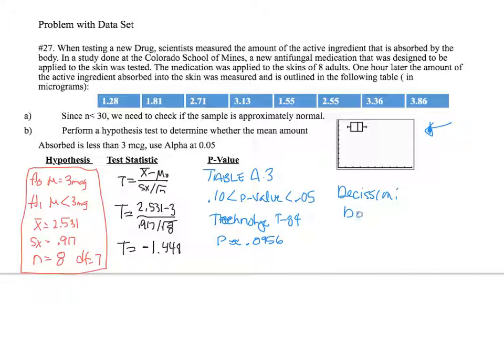Our decision is to not reject H naught at the 5% level of significance. So essentially there's no evidence to conclude that the mean amount absorbed is less than 3 micrograms with this current drug that's being tested. And so we have no evidence.